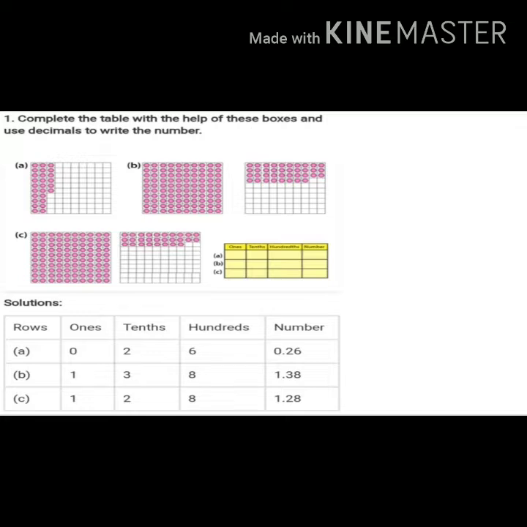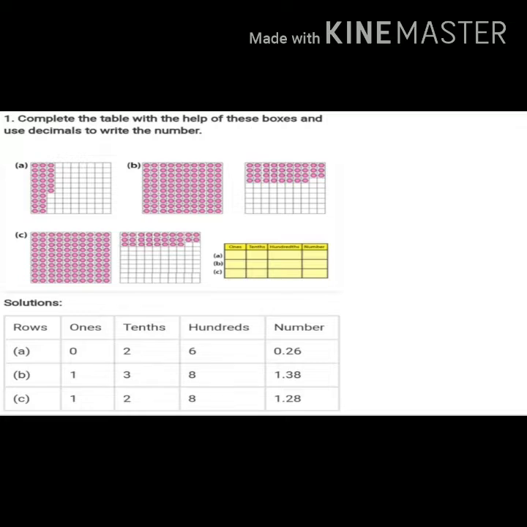As we know, a decimal number consists of two parts: first the whole number part, second the decimal part. In the first part we don't have any figure which is fully shaded, and this figure is partially shaded, in which two columns are fully shaded. So we write 2 at the tenths place. The third column is partially shaded, in which 6 boxes are shaded. So we will write 6 at the hundredths place and the number is 0.26.